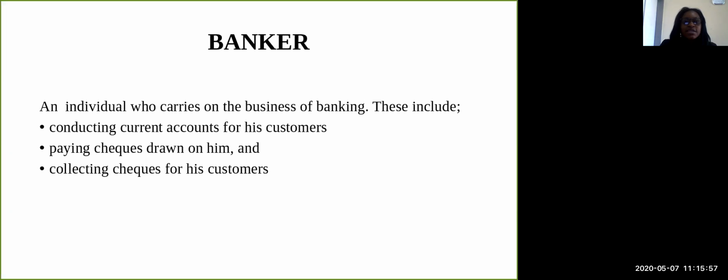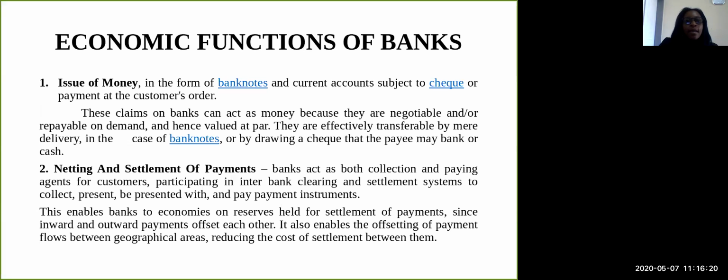So we'll go on and look at who a banker is. A banker is an individual who carries on the business of banking. So what are these businesses that a banker carries on? These include conducting current accounts for his customers, paying checks drawn on him, as well as collecting checks for his customers. I will go on and look at the economic functions of banks.